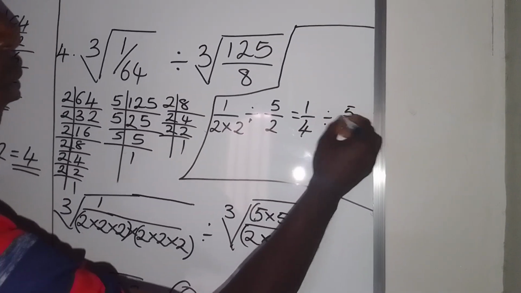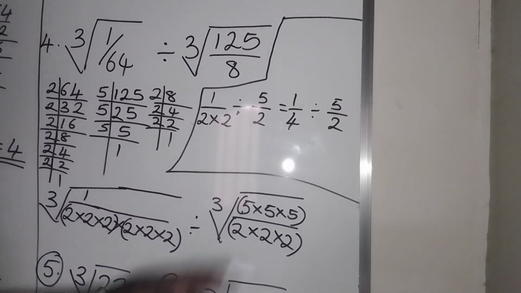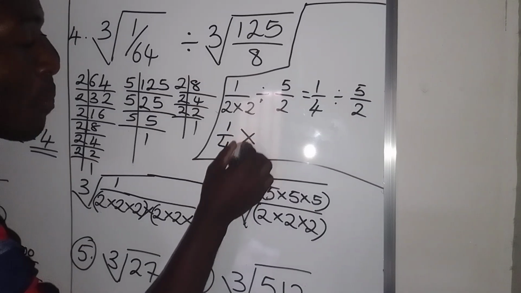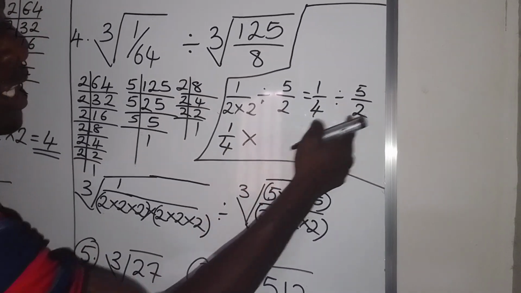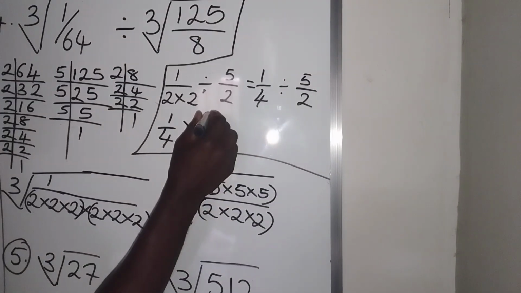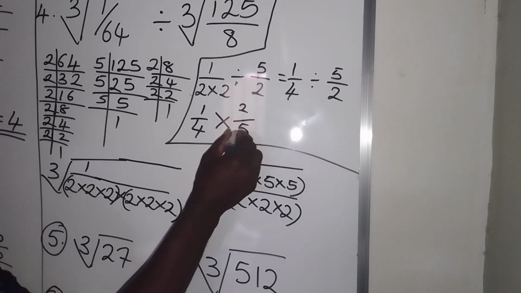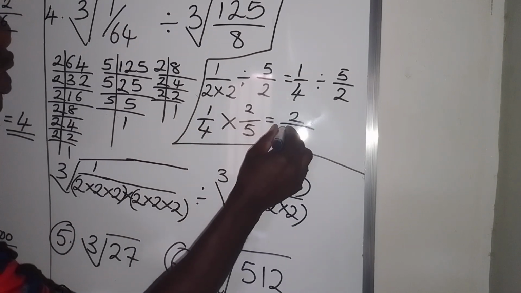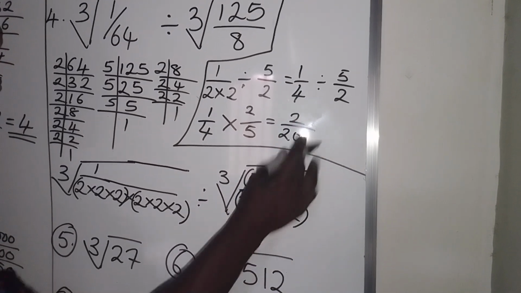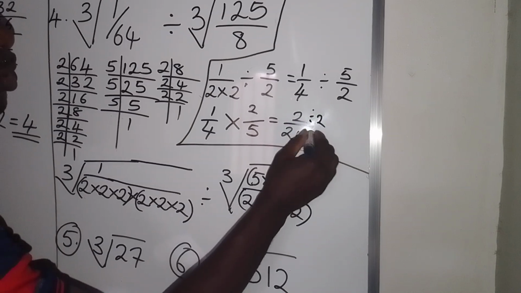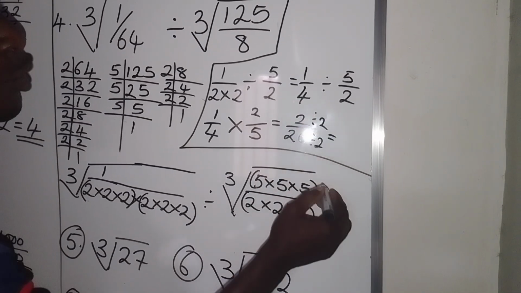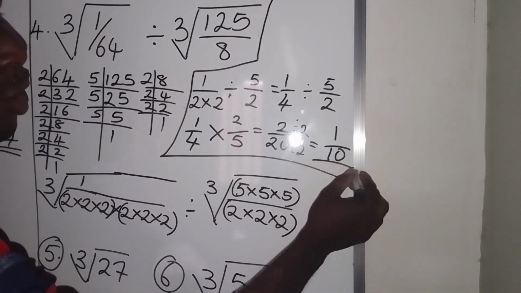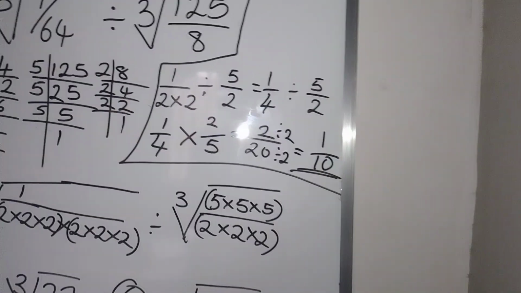Divide by 5 over 2. The same thing, we do the reciprocal. So we pick 1 over 4, multiply. We are changing division to multiplication. Then 2 goes up, 5 comes down: 2 over 5. 1 times 2 will give us 2, 4 times 5 is 20. We can reduce it again because 2 can divide 2 and 2 can divide 20. 2 divided by 2 gives us 1, and 20 divided by 2 gives us 10. So our answer is 1 over 10.